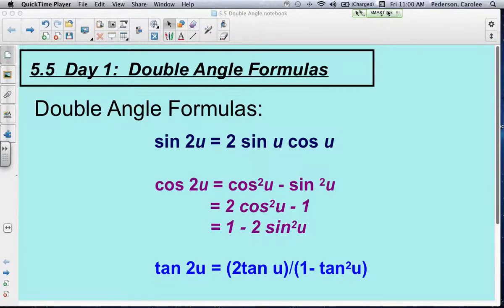This is 5.5, day 1. We're going to focus today on the double angle formulas. This slide you don't need to write down. The formulas are already on your gold formula sheet.